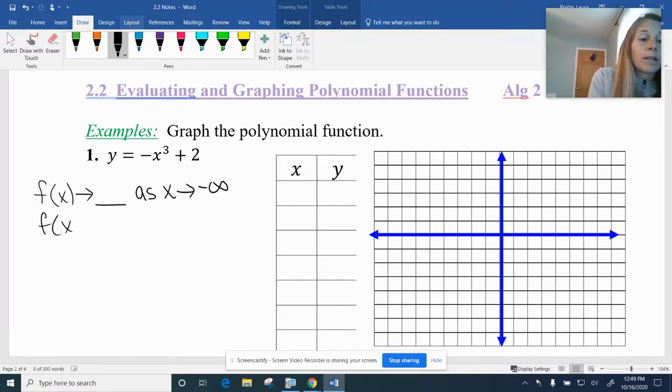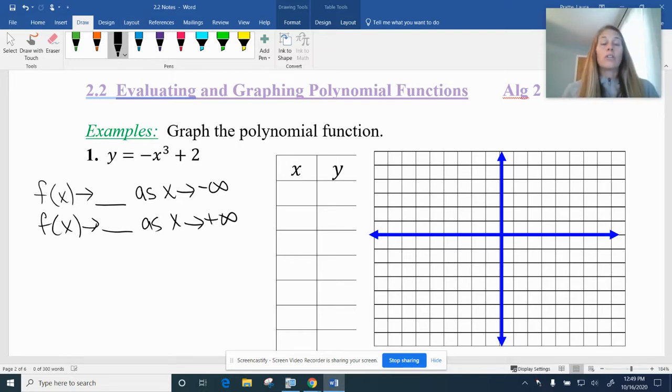Now this part that I'm writing here in the black is going to be the same for every single problem because this part does not change. That's just the notation to describe the end behavior. So if I said to you describe the end behavior, that should be written and you would just fill in those two blanks with either positive or negative infinity depending on what your graph or equation is telling you.